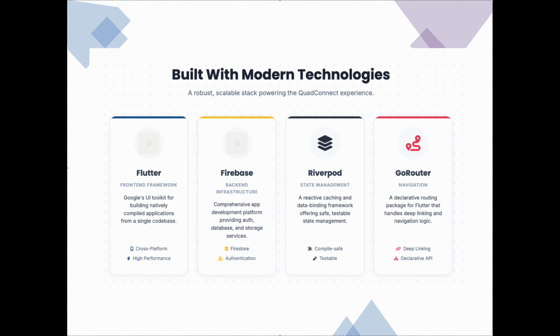To build this reliable experience, we chose a powerful and modern tech stack. The front end is built with Flutter, allowing us to create a single high performance app for both iOS and Android. Everything on the back end is powered by Google's Firebase platform. It provides our authentication, real time database, and cloud storage out of the box. To manage all the app's data and state reactively, we use Riverpod, and for smooth navigation between all our features, we implemented GoRouter.